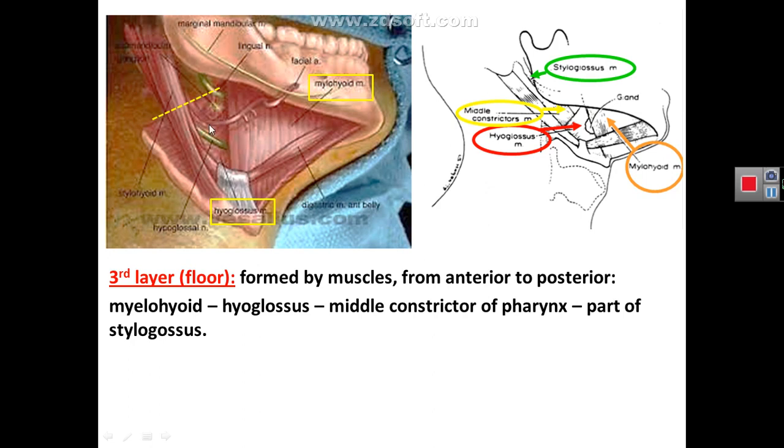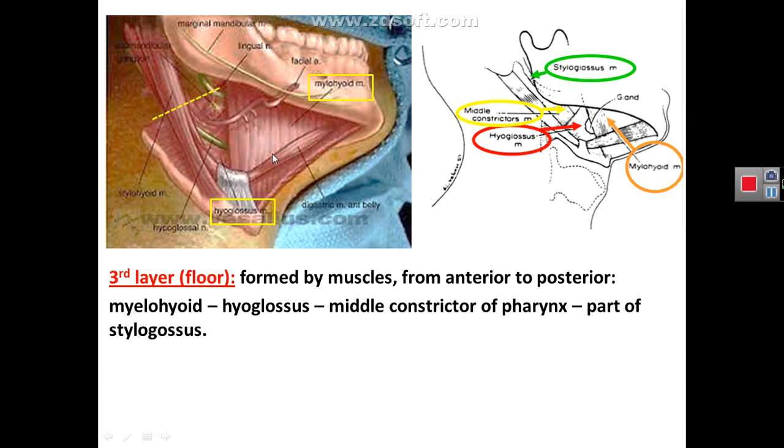Posterior to hyoglossus and deep to it, in this region behind the dotted line, is a small region formed in this third layer, the floor, by the middle constrictor muscle of the pharynx and by the styloglossus muscle. You know that the pharynx has superior constrictor, middle constrictor, and inferior constrictor. This region is formed in the floor layer of the submandibular region by the middle constrictor muscle.